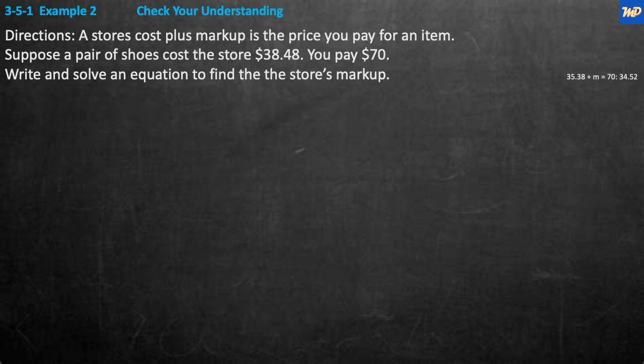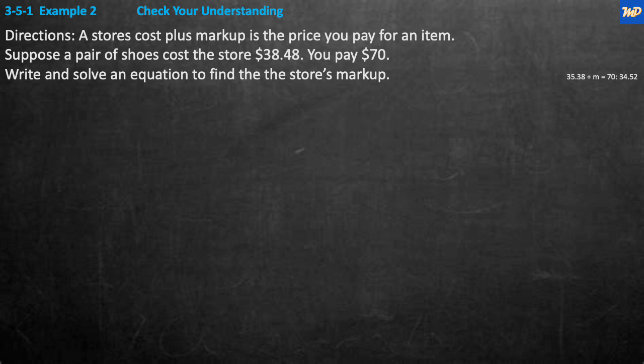Okay, example 2, check your understanding. Directions. A store's cost plus markup is the price you pay for an item. We just went through some markup, but they're doing this a little differently. It's not a percentage or in the proportion area. We're not doing percentage markups. We're just doing a direct markup. It says, suppose a pair of shoes cost the store $38.48. You pay $70. What is the store's markup? Write and solve an equation to find the store's markup. Okay, stop the video when you're done. Let's do it. Come on back.